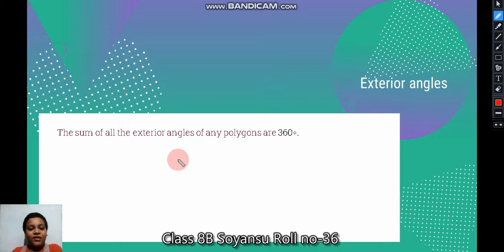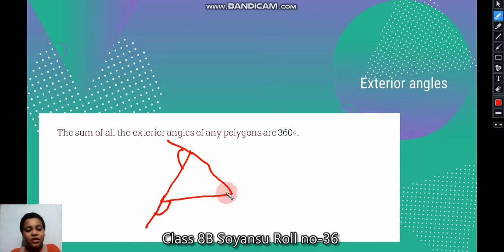Let's check it with the help of a triangle first. Obviously, first we will check with a triangle. This is one exterior angle, this is one exterior angle, and this is one exterior angle. These are the three exterior angles, and the sum of all these exterior angles will be 360.